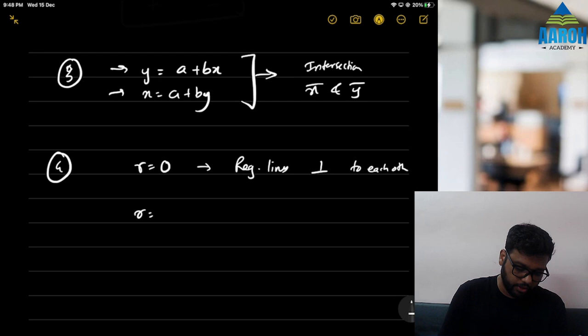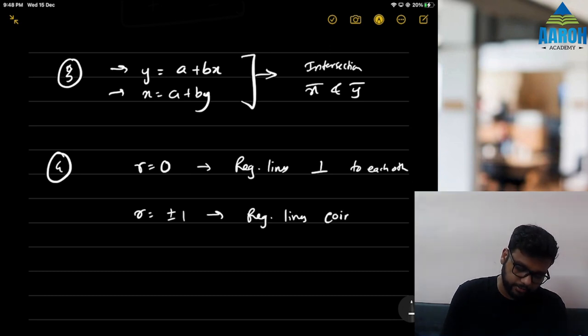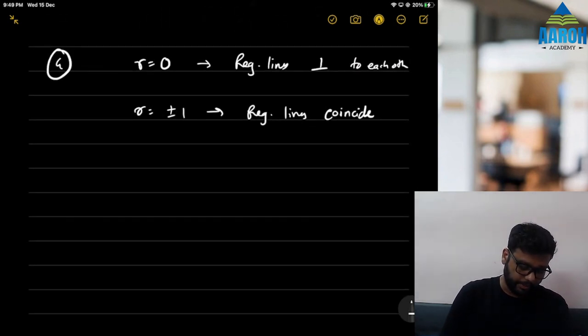Whereas if r is equal to plus or minus 1, that means regression lines are identical. That is correct. So regression lines coincide, or rather they are same. So y on x and x on y both will be same. There will be no difference between them. Fine.